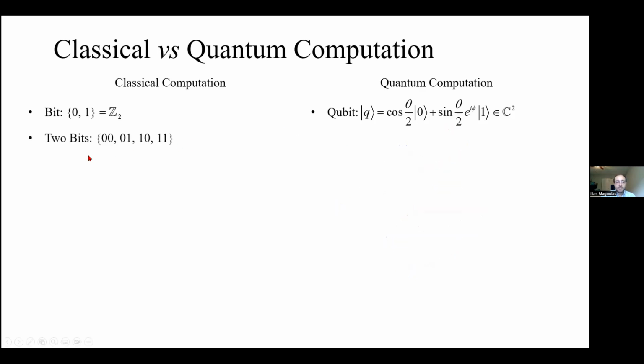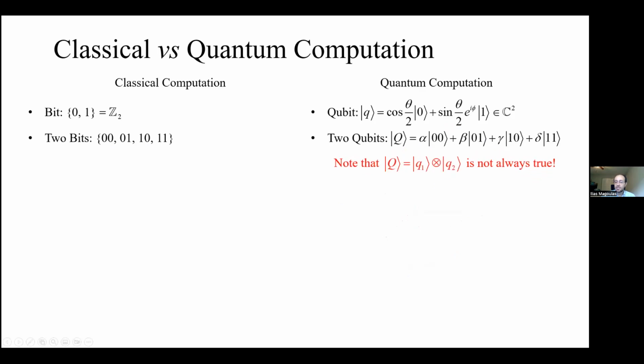On the classical machine, if you have 2 bits, they can exist in one of these 4 states, while in the quantum realm, if we have 2 qubits, they can exist in a superposition of the 4 basis states. What is important to note is that it is not always possible for us to decompose a 2-qubit state into a tensor product of single qubit states. If this is not possible, then we have an entangled state.